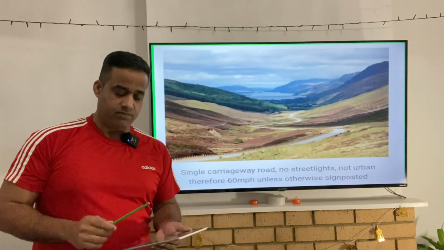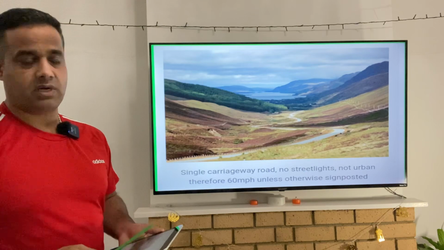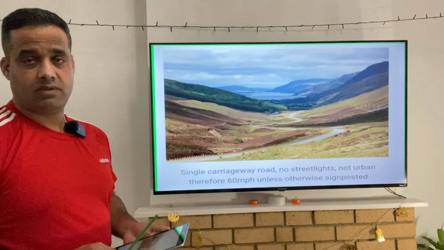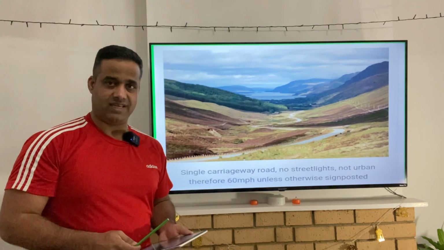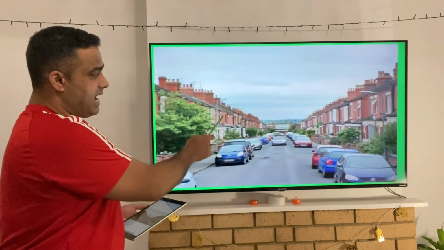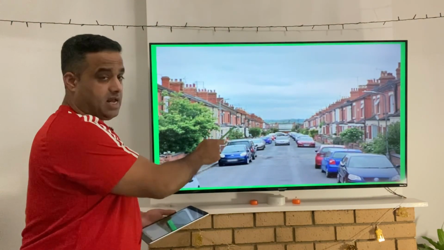Moving to the next picture, on a countryside road, no street lights, single carriageway. The speed of this road will be 60. The speed of that road will be 30. That's the built up area.